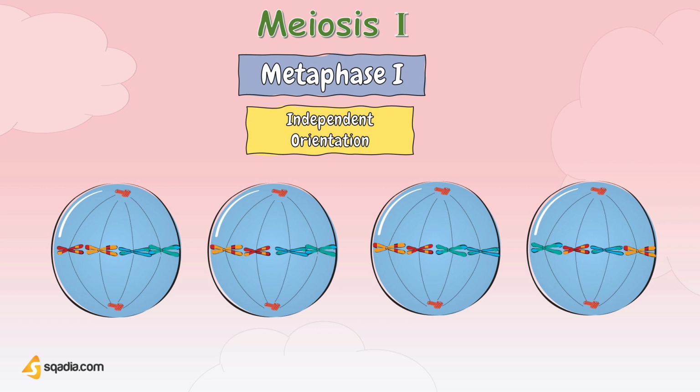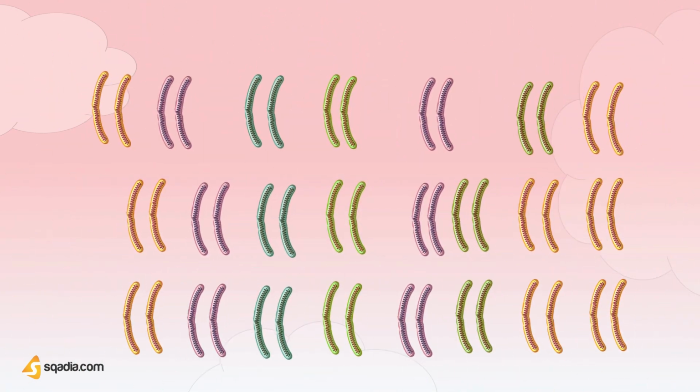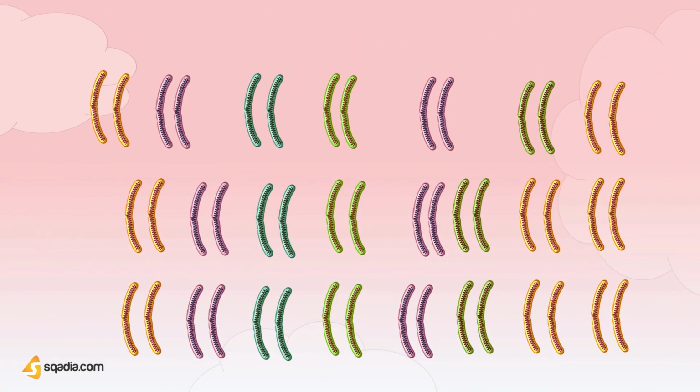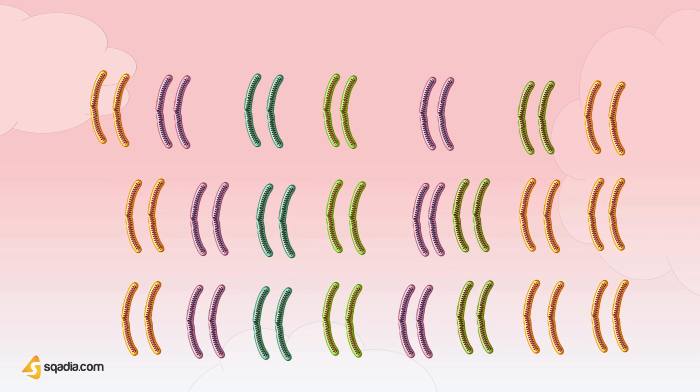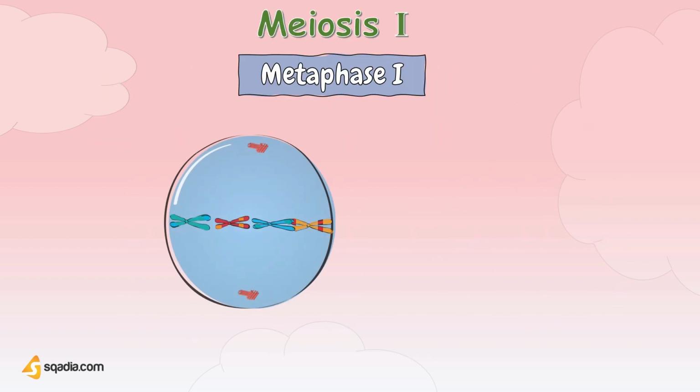And so, what do we have? We have 4 different ways that these chromosomes could orient themselves independently at metaphase 1. What is that giving us? Well, it's giving us variation. In humans, we have 23 chromosomes. And so, there are over 8 million ways that all of those chromosomes could independently orient themselves during metaphase 1.